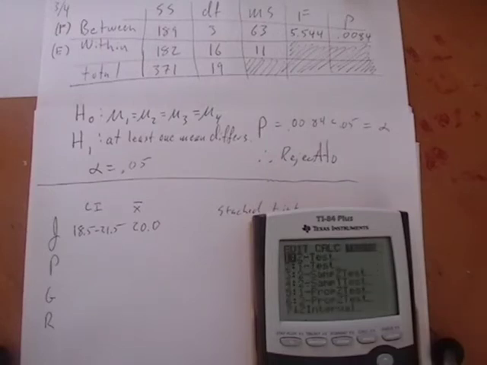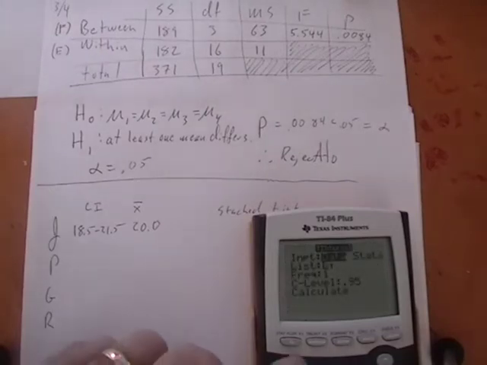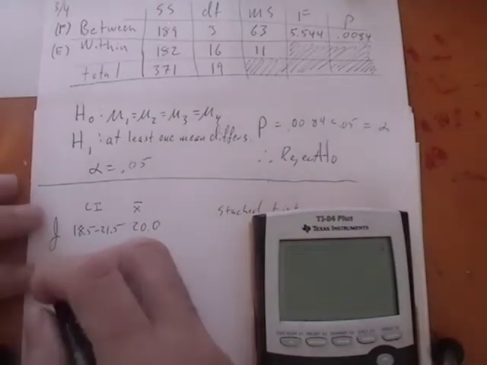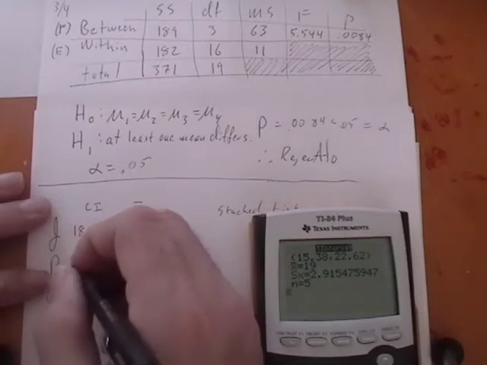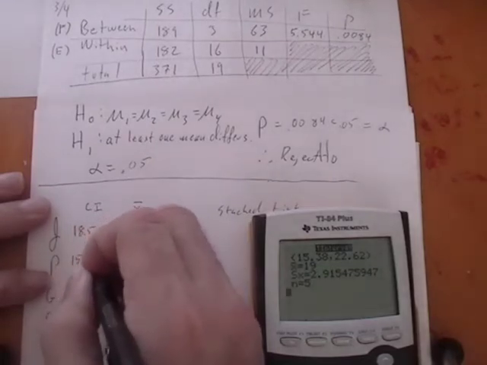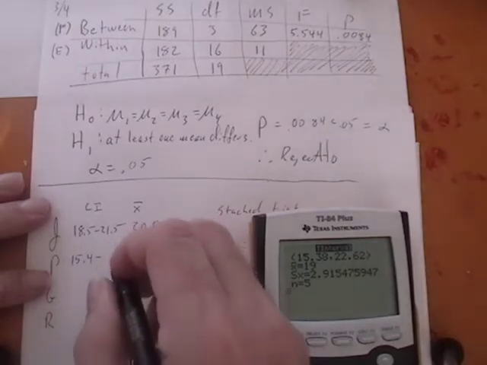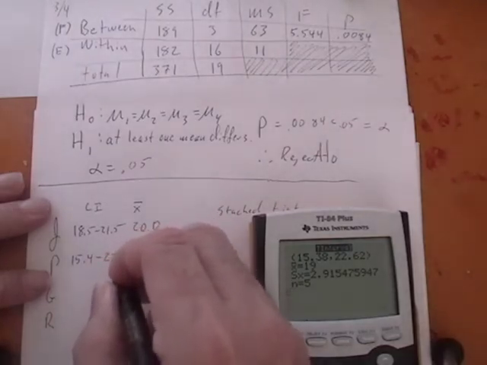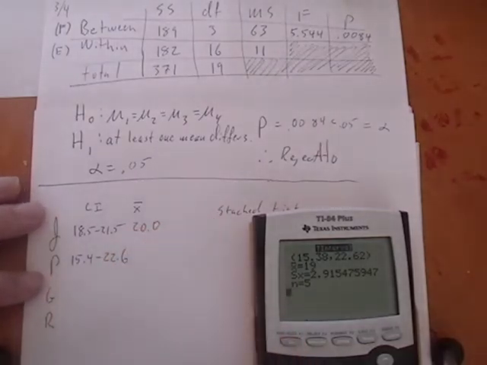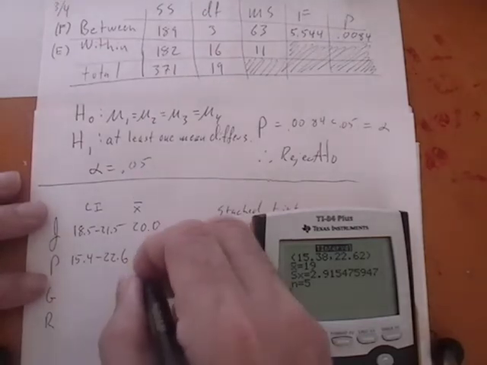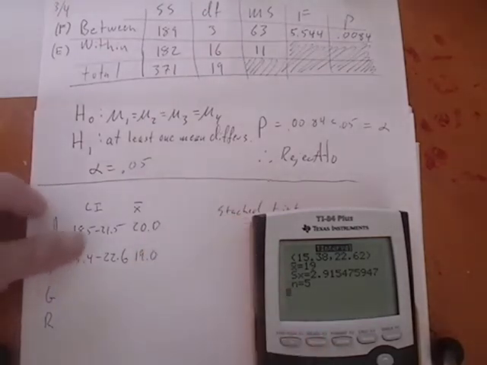Stat, test, 8, down, switch list, down, down, down, enter. And 15.4 up to 22.6. The mean was 19 even, but again I'll call it 19.0.